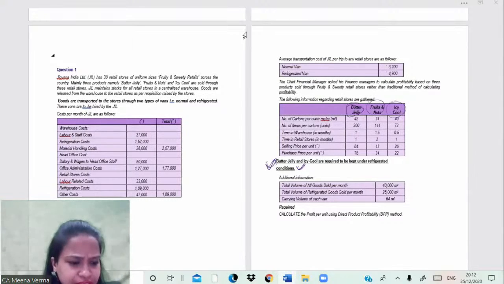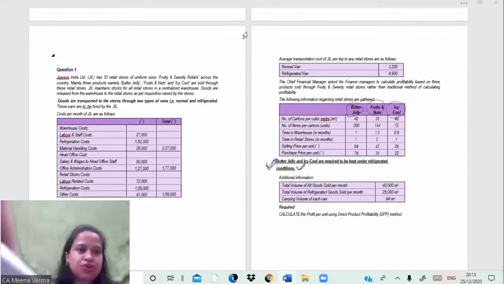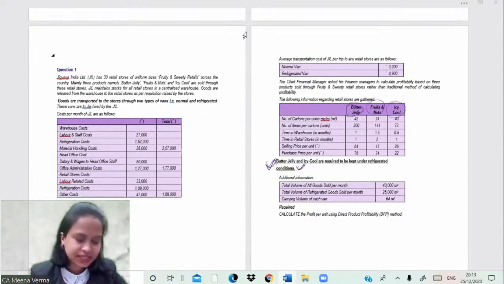First, tell me you have done the reading quickly. Yes or no? I'm waiting for your reply. I'm expecting all of you to please reply if you have done the reading of this question or not. Say yes or no, quickly.